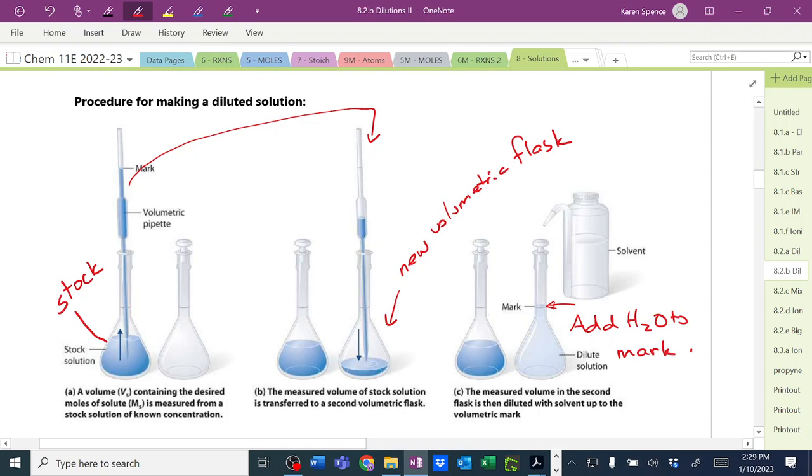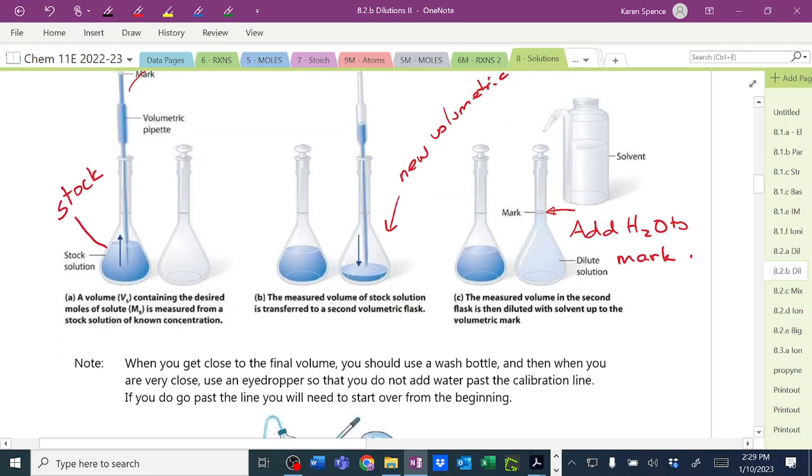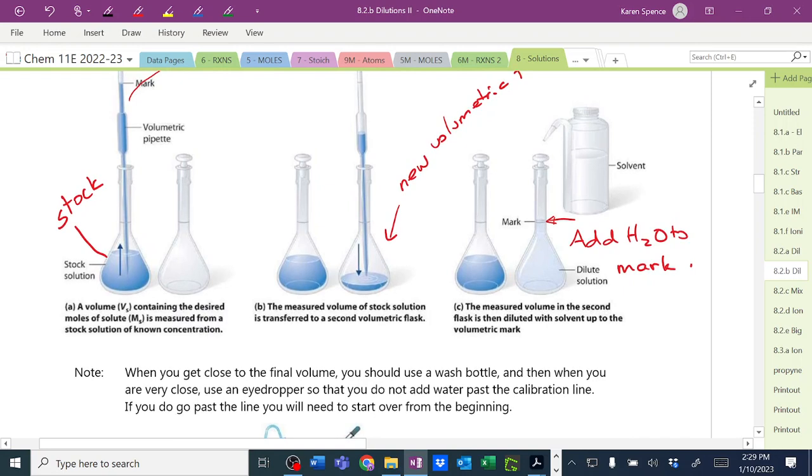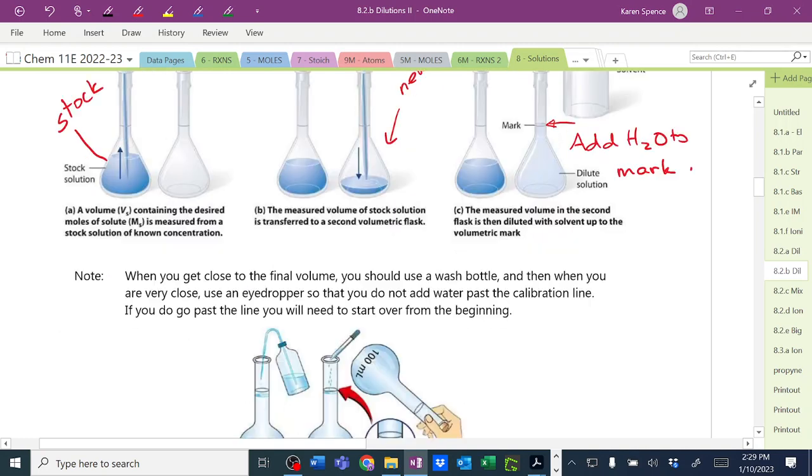And then what would we do? You would still have to stopper it and flip it. Don't flip like this though. Don't be like a pizza maker, okay? Just hold both ends and flip it, okay?